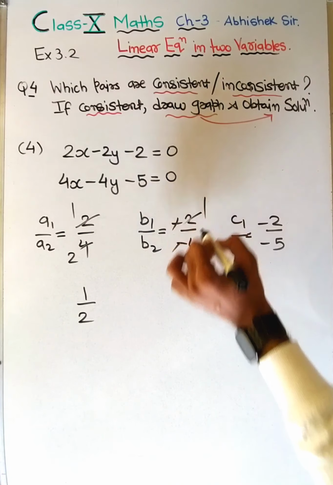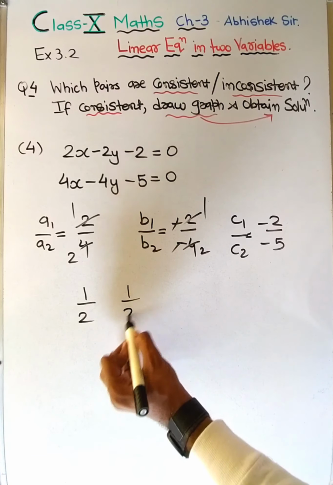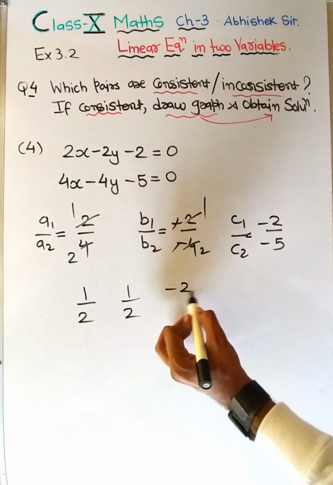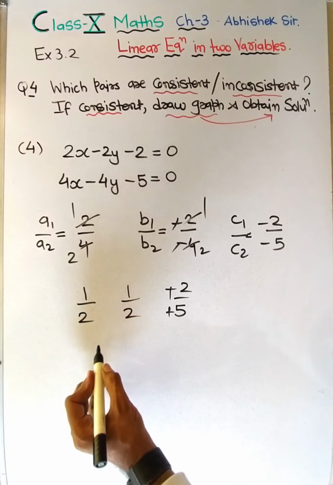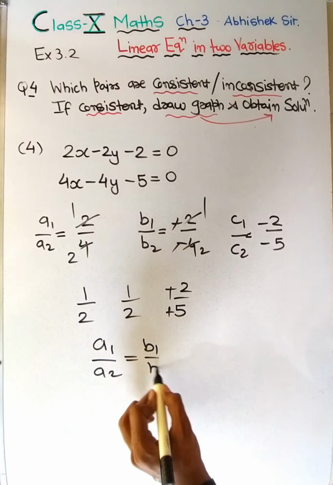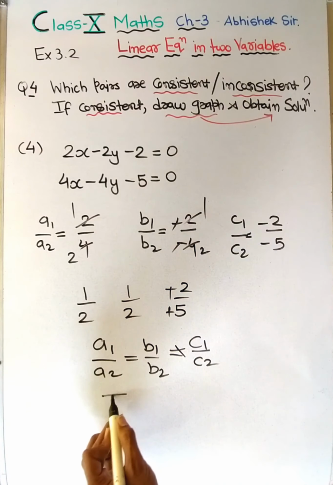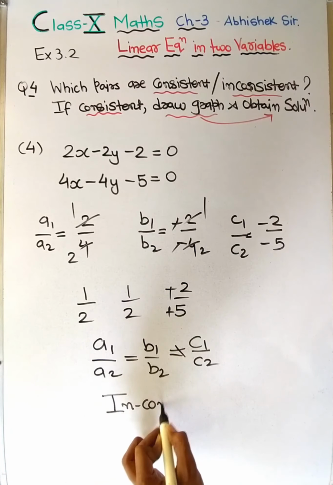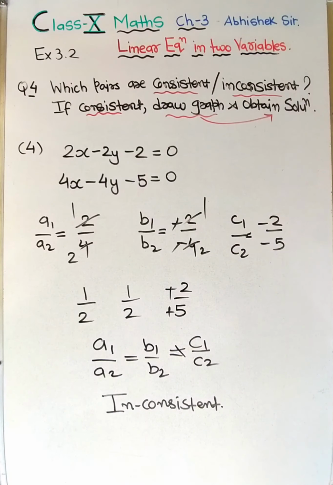Minus minus cancels, so b1 by b2 is also 1 by 2. And over here, minus 2 by minus 5. So cancelling the minus sign, you see the condition satisfied is a1 by a2 equals b1 by b2, but not equal to c1 by c2. That means these equations are inconsistent and thus a solution is not possible. So this is all about question number 4.